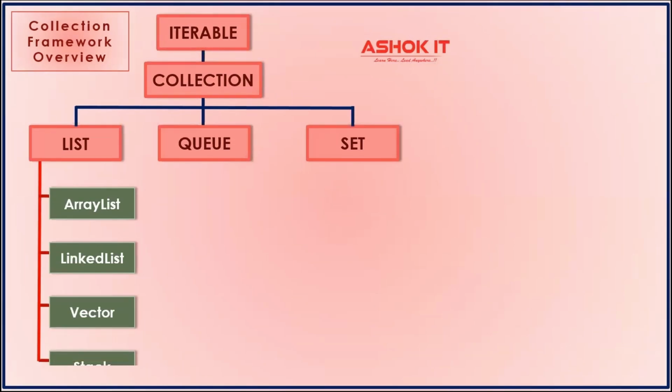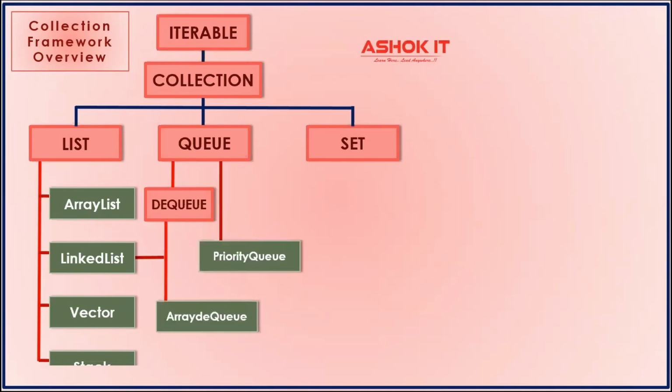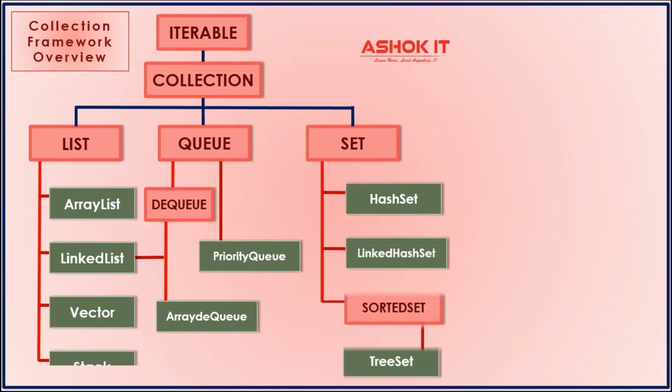And the Queue interface is implemented by the Deque interface, which is then implemented by ArrayDeque. And also the Queue interface is implemented by PriorityQueue. And the Deque interface is also implemented by LinkedList, which is also implementing the List interface. So LinkedList here can behave like a list and also a queue. Set interface is implemented by HashSet, LinkedHashSet, and the interface SortedSet also implements the Set interface, which is then implemented by TreeSet.